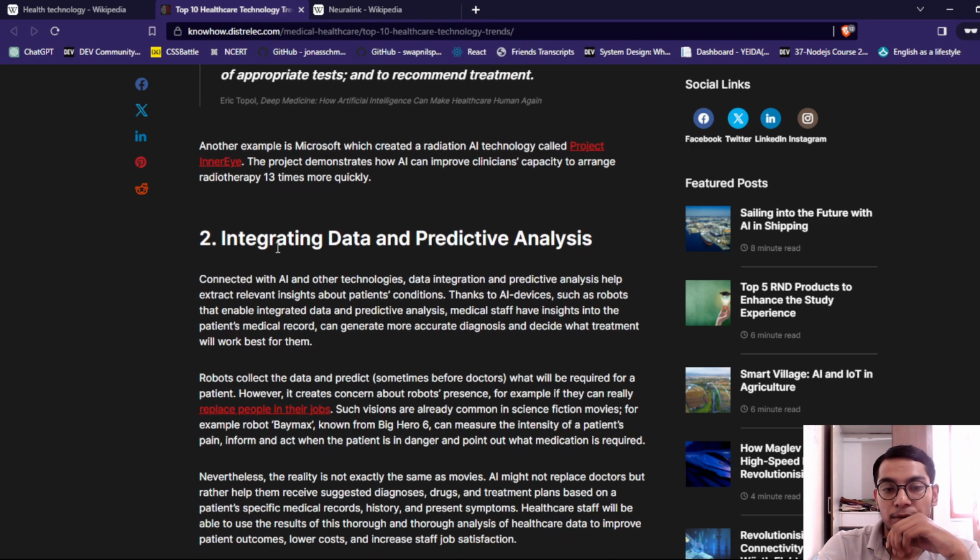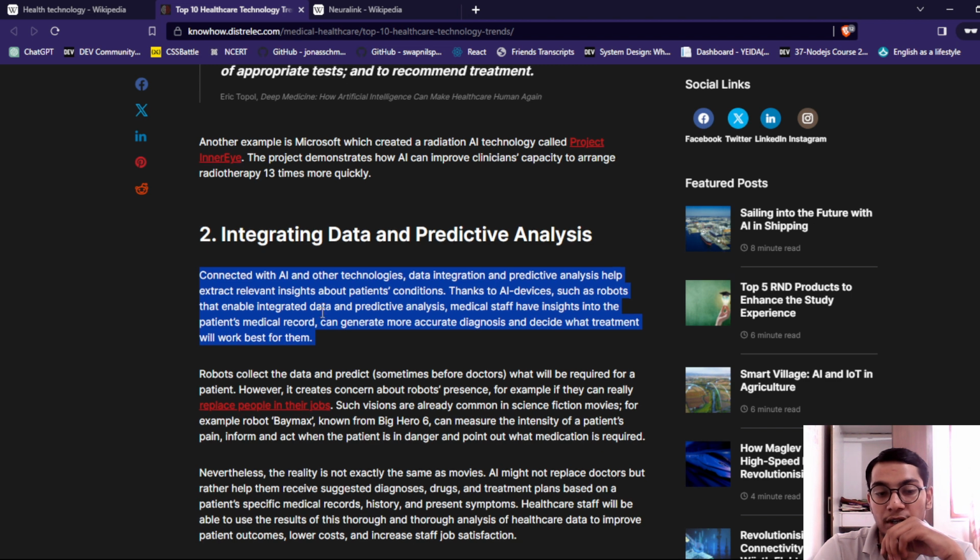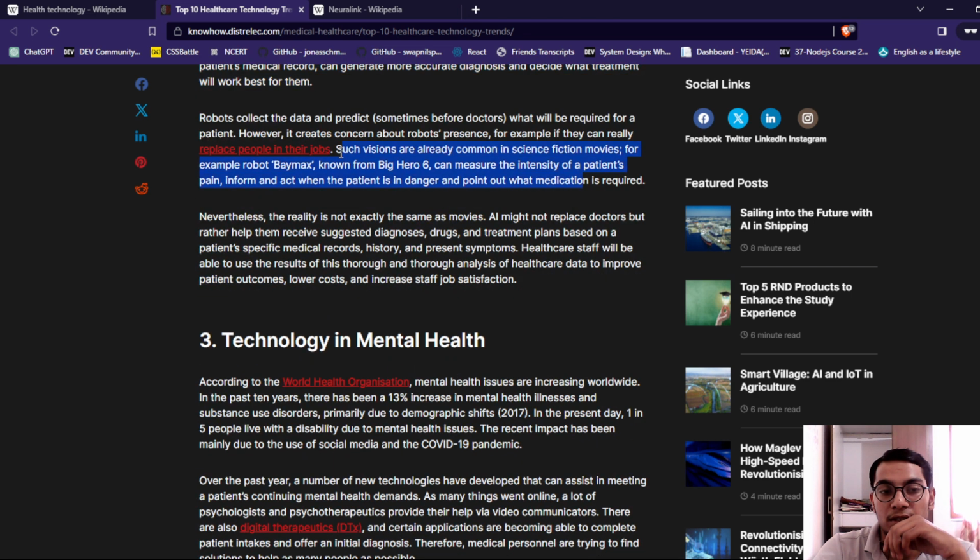Integrating data and predictive analysis connected with AI and other technology helps extract relevant insight about patient condition. Thanks to AI, devices such as robots enable integrated data and predictive analysis. Medical staff have insight into the patient's medical condition and can generate more accurate data. Robotics collects data from patients.